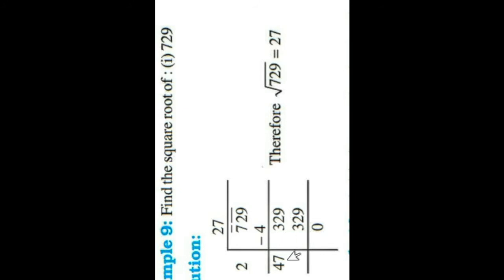Now with 4, this 2 plus 2 will become 4 here. With 4 you put such a number that multiplying by the same number we will get 329. So 47 times 7 is 329. Here the remainder is 0 and our answer is 27. Therefore the square root of 729 equals 27.